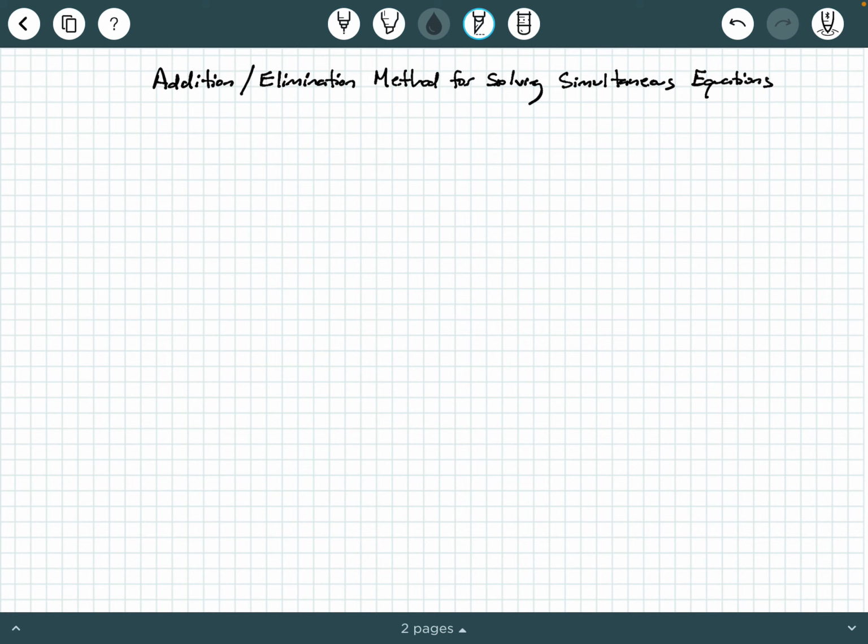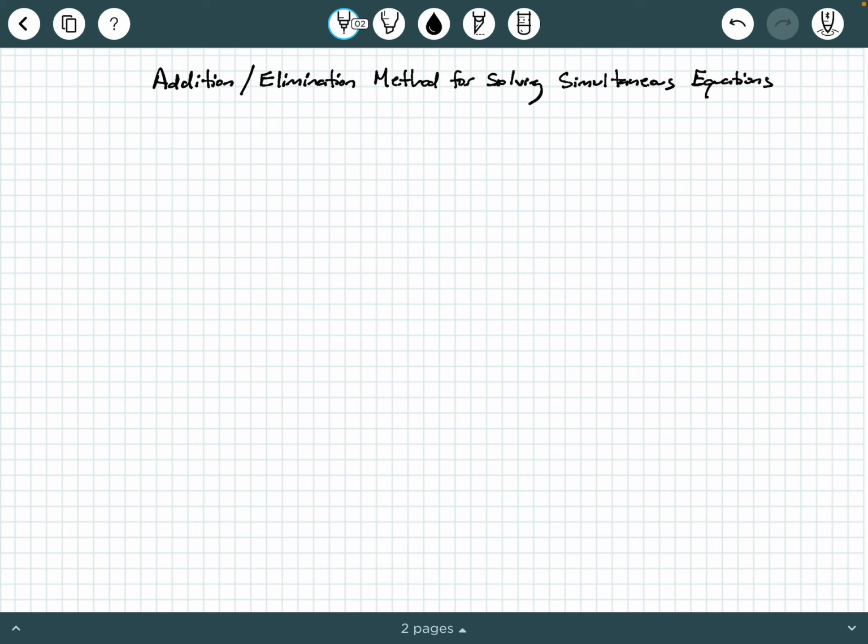The reason why it's called these two different names, but it's the same process, is because in this method, when we have a system of equations, sometimes called simultaneous equations, we eliminate one of the variables in one of the equations by adding a multiple of the other equation to it. So that's basically the whole premise of it. Let's write that down.